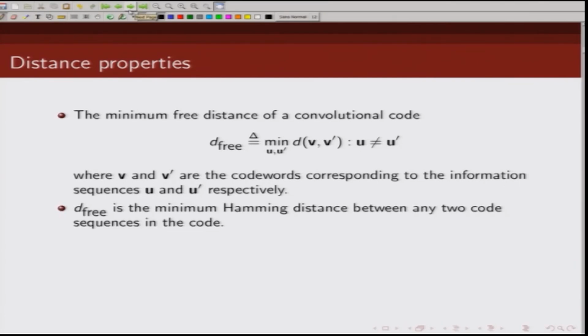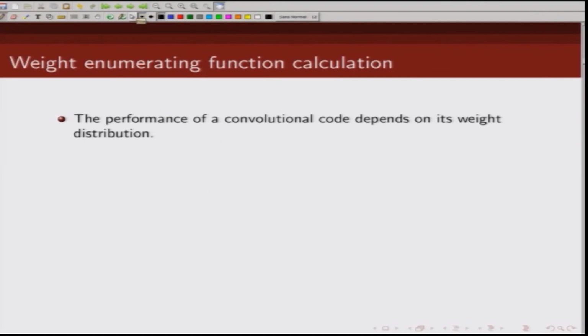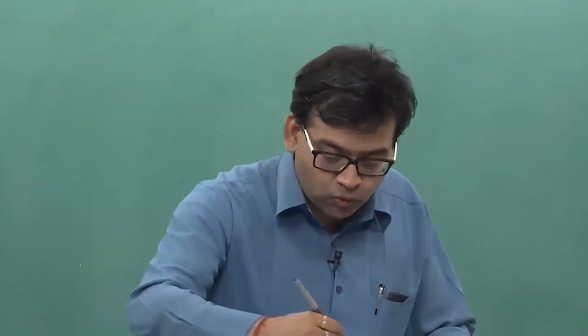So, the free distance is basically the minimum Hamming distance between any two code words in a convolutional code, and this is the same as the minimum weight of a non-zero code word. We know that the performance of any convolutional code depends on its weight distribution, and that is why we are interested in finding the weight distribution of a convolutional code. In this lecture, we are going to talk about a method based on Mason's gain formula to compute the weight distribution of a convolutional code.